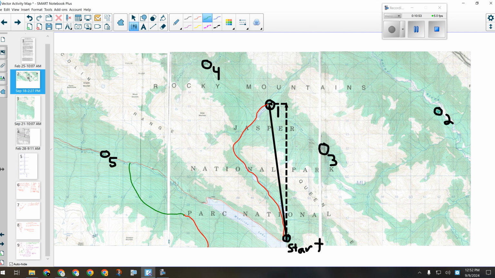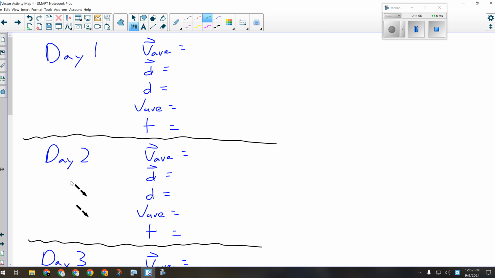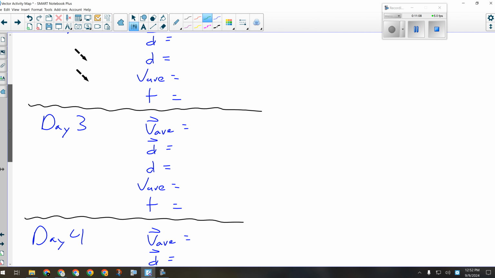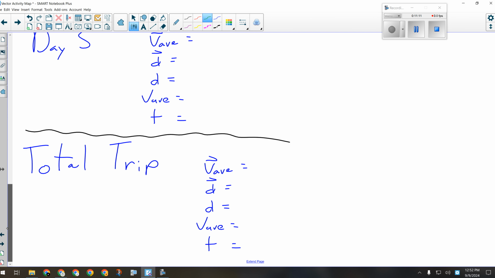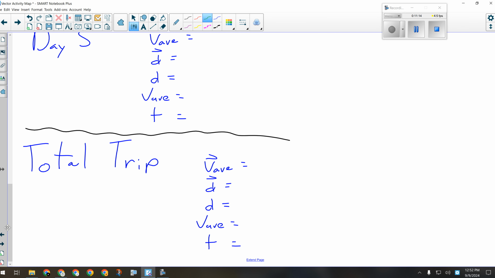You need a magnitude and a direction, so that you can get the average velocity and total displacement from start to 5. So you're going to have a day 1, as I showed you here. You're going to have day 1 numbers, day 2 numbers, day 3 numbers, day 4, day 5, and total trip. All of those same things for each day. It actually says that on there, so you can always refer back to your instruction sheet if you're wondering, did I do everything? Guys, these are the 2 most common mistakes on this assignment: not doing one of those 5 things, and not putting vectors on vector quantities.